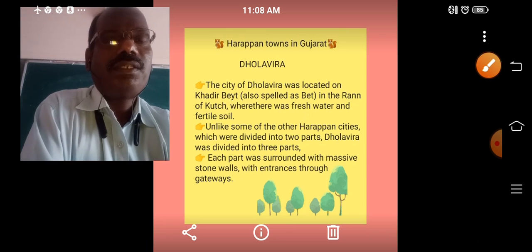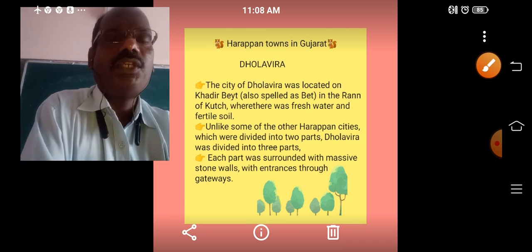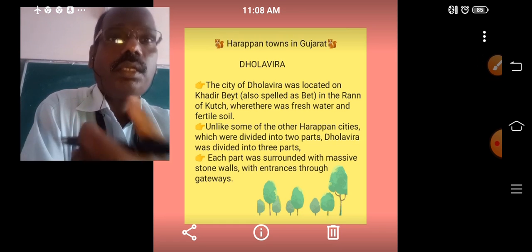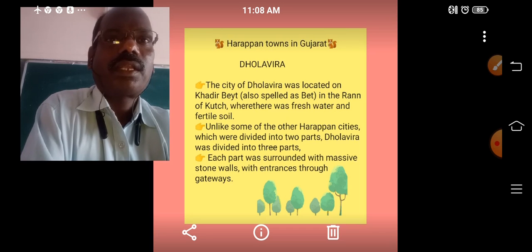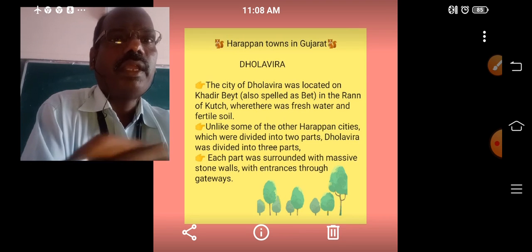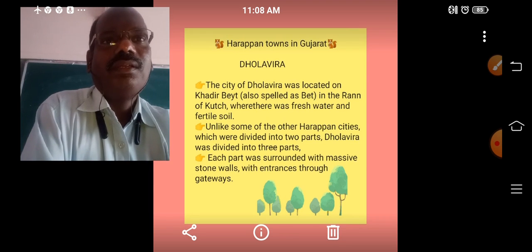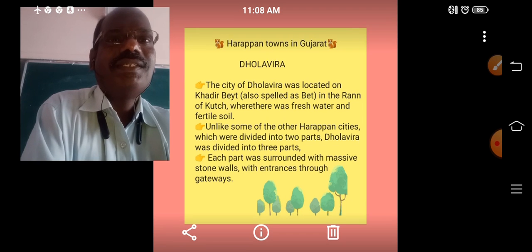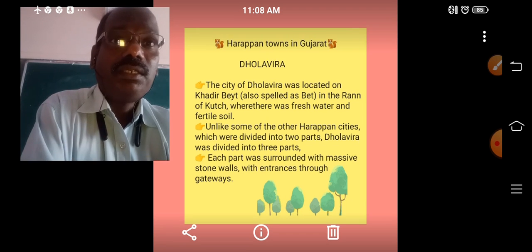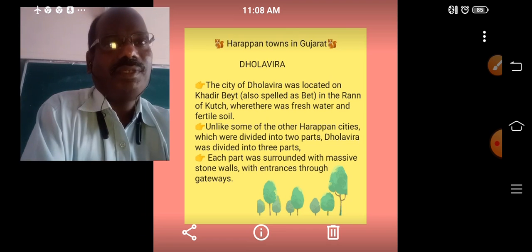Most of the Harappan cities were divided into two parts. One is called the citadel and the next one is called the lower town. Citadel means a place with a raised platform, and lower town means the buildings and everything constructed at ground level. But in Dholavira, the city is divided into three parts: a citadel, middle town and lower town. The middle town comes in between.